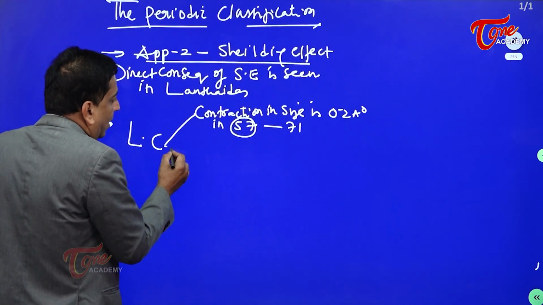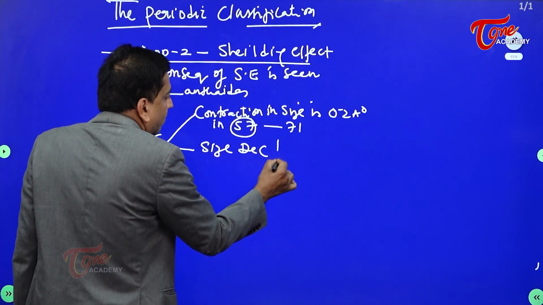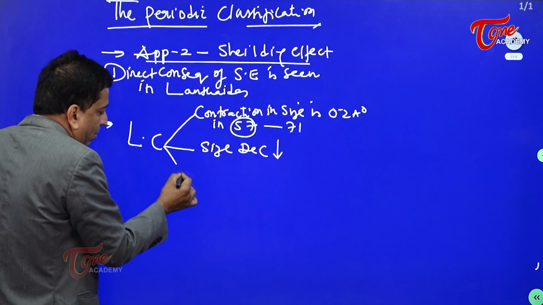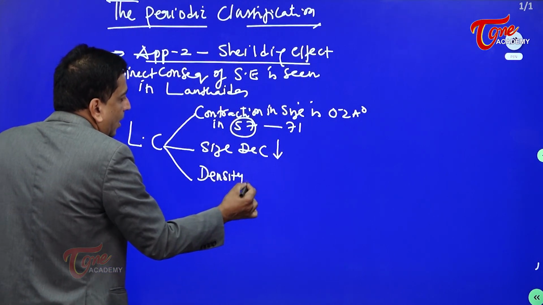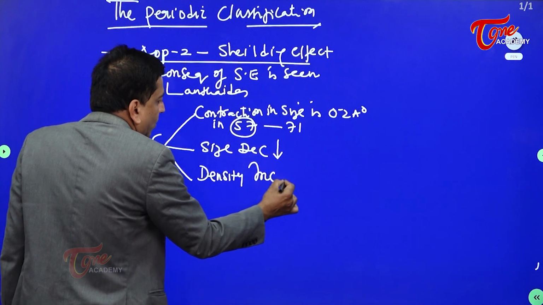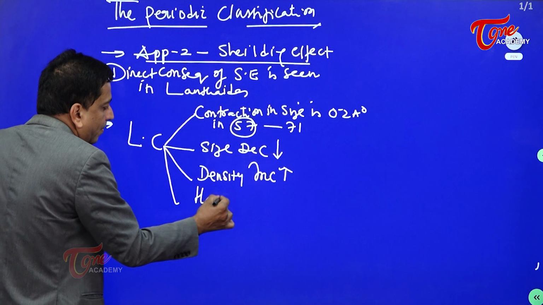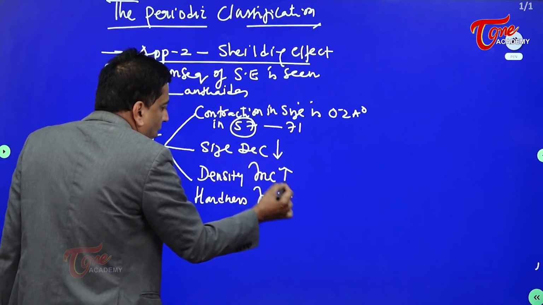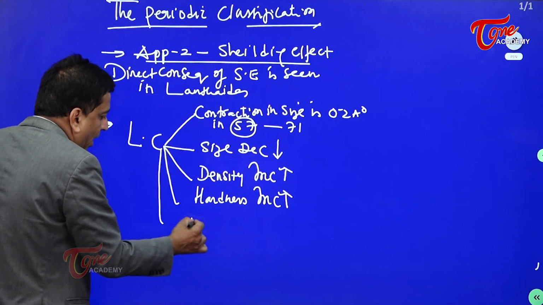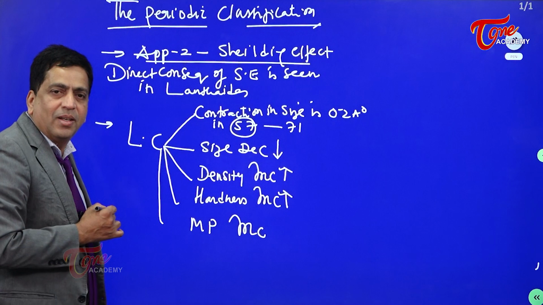And then the size basically decreases, and I can simply say density basically increases, and if you look into the hardness, this also increases, and then you have your melting points, this also increases, right?